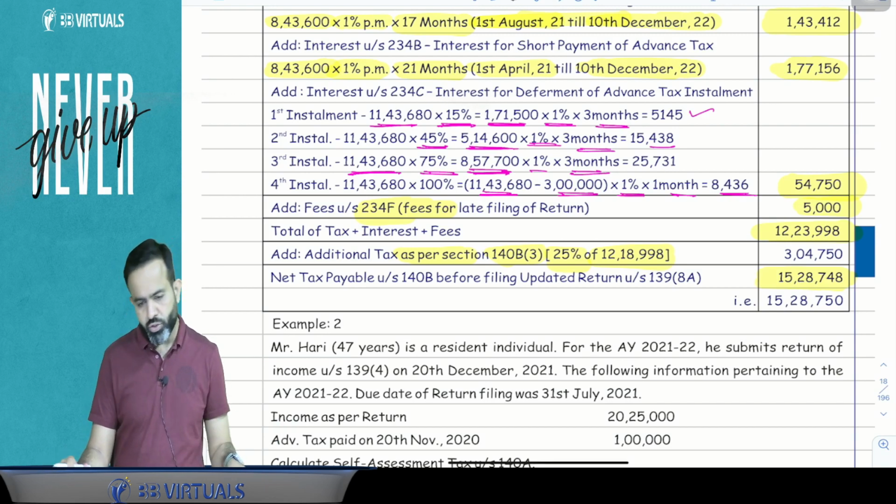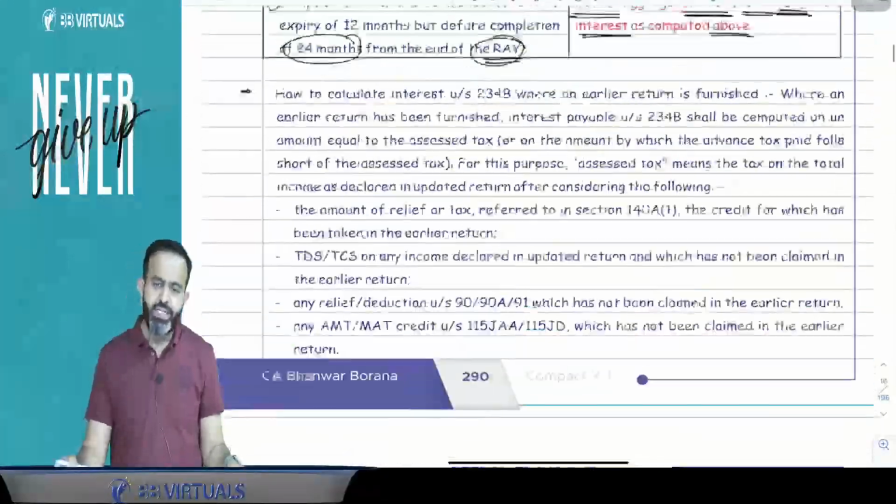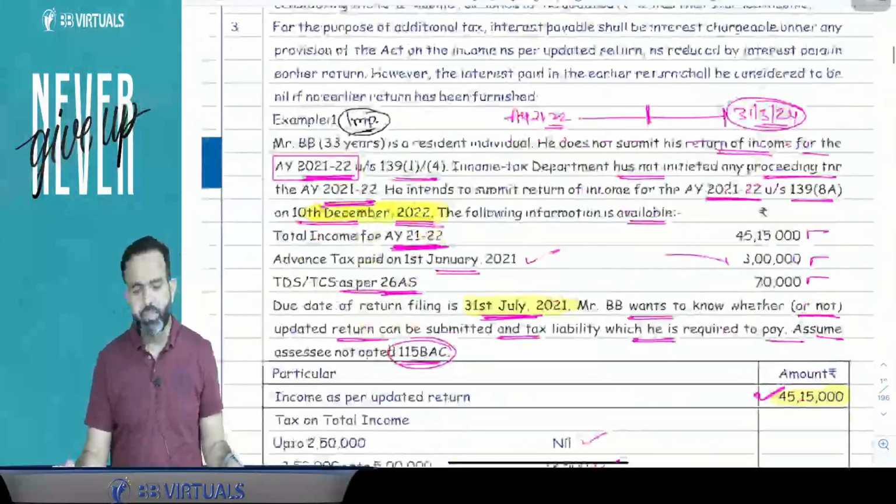15,28,948. You understood or not? This is called your additional tax and updated return under section 139 subsection 1.